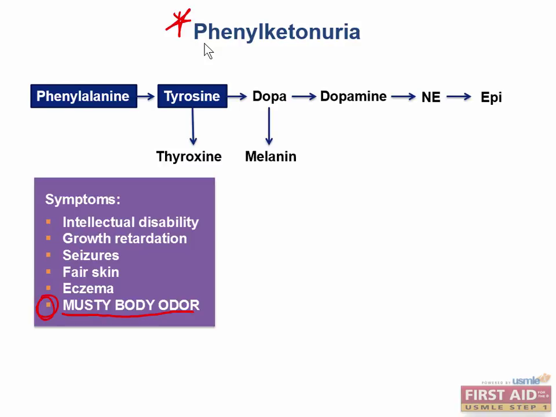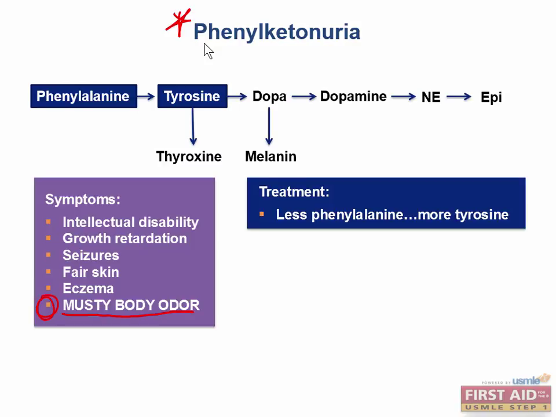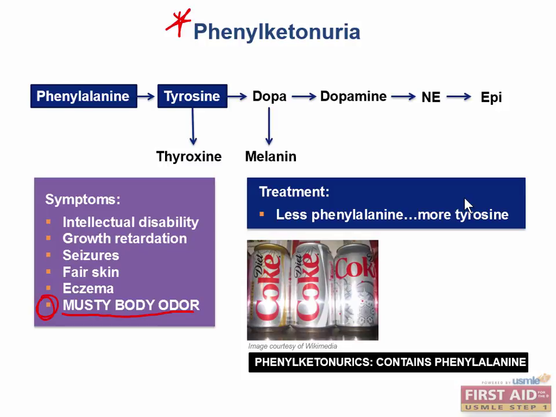If a patient is diagnosed with PKU, how are you going to treat this disorder? Well, the treatment of PKU is to eat less phenylalanine and then eat more tyrosine because tyrosine becomes the essential amino acid. Since artificial sweeteners such as aspartame and NutraSweet contain phenylalanine, patients with PKU should avoid these. If you have a pop can in front of you, I encourage you to check out the label. Most diet pop cans will say something along the lines of phenylketonurics contains phenylalanine.